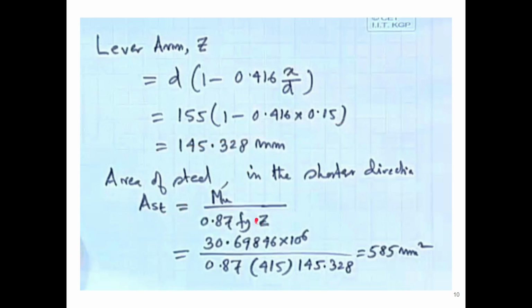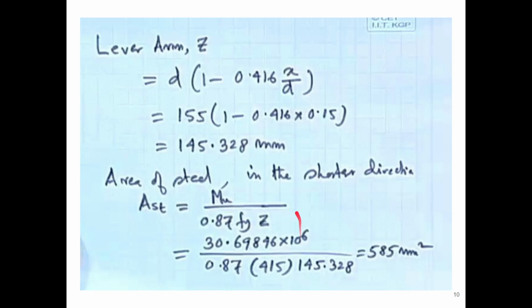And the area of steel in the shorter direction, because the main steel in the case of a slab is in the shorter direction, unlike in the beam case, which is in the longer or longitudinal direction. Here the main steel is provided basically in the transverse direction. That's why we take the unit width, which is always 1 meter. So the area of steel in the shorter direction, Ast, will be Mu by 0.87 Fy Z.